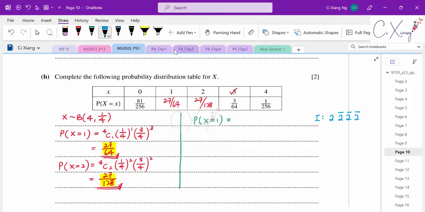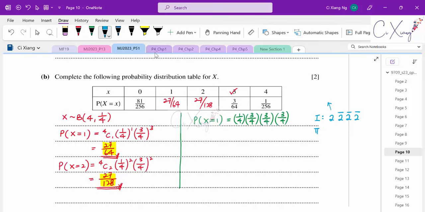If I write the probability here, 2 is 1 over 4, so I will write 1 over 4 for the first dice. The second dice is non-2, so non-2 means 3 over 4. The third one, non-2, also 3 over 4. The fourth one, non-2, also 3 over 4. So these are the 4 probabilities for one case: the first one is a 2, then the rest are non-2.